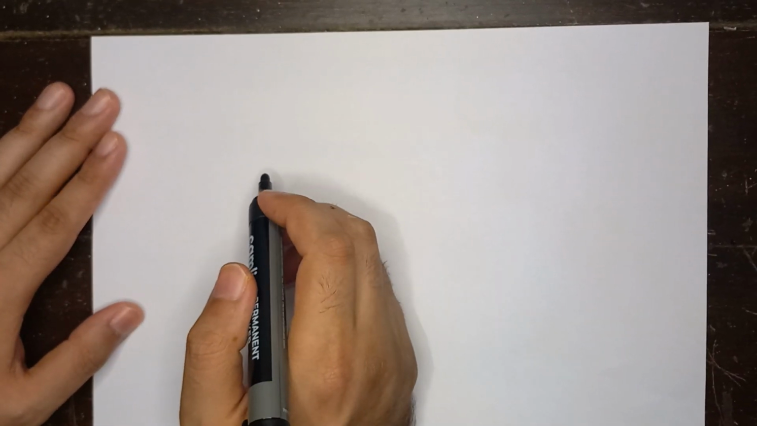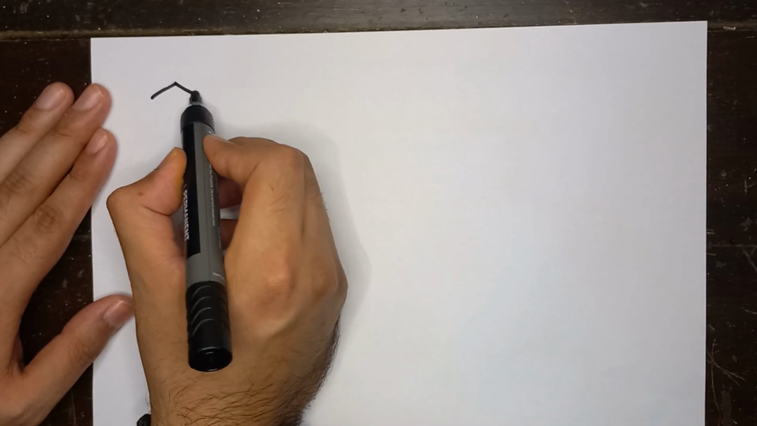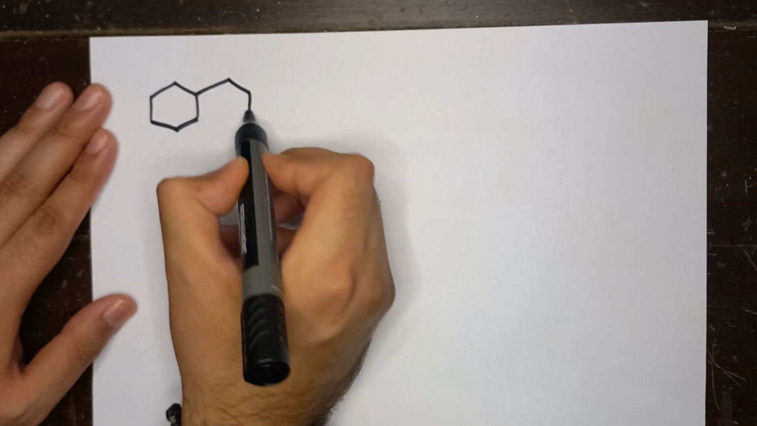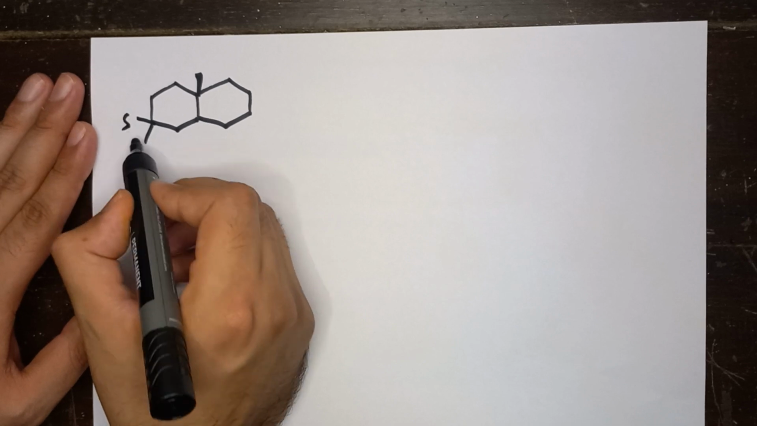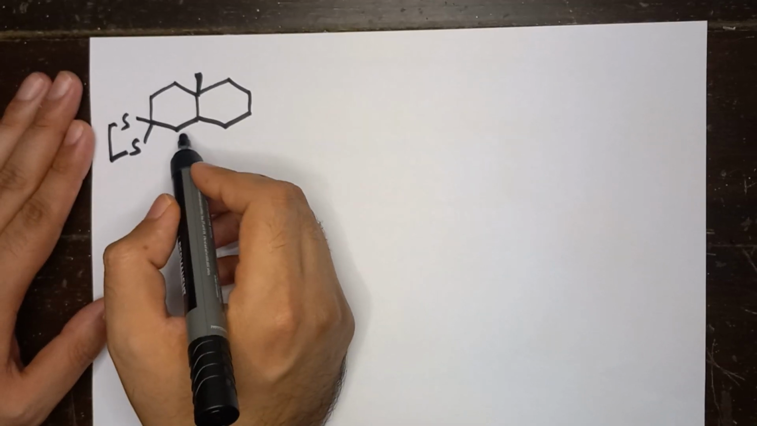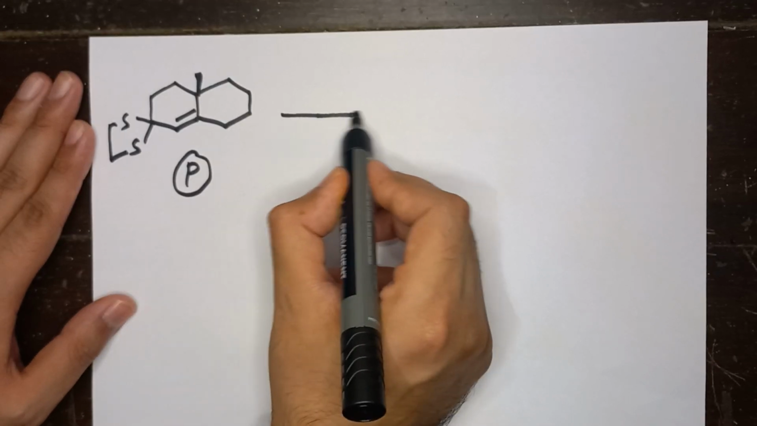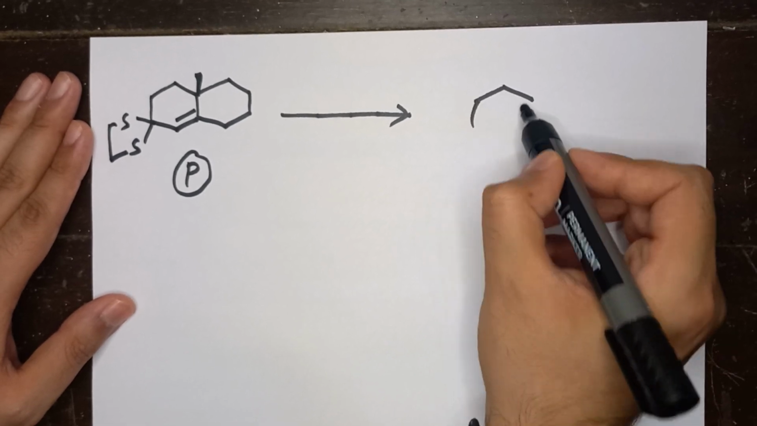Okay, so let me use the product from the previous reaction, that dithioketal product, because I'm going to discuss now the deprotection for that one. So we have this protected ketone. This was my product from the previous step. Now I want to deprotect it and get back my ketone functional group.